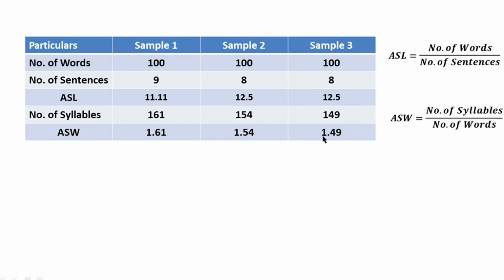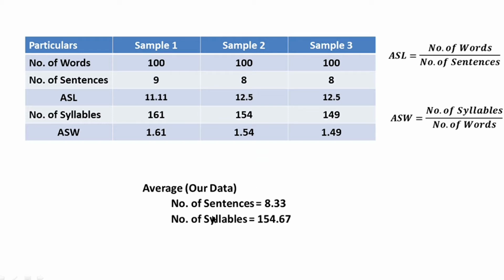number of syllables by number of words. For sample 1, by calculating an average syllables per word, we have received around 1.61. For sample 2, it is 1.54. For sample 3, it is 1.49. If we made an average for the data for the 3 samples, number of sentences we have around 8.33.